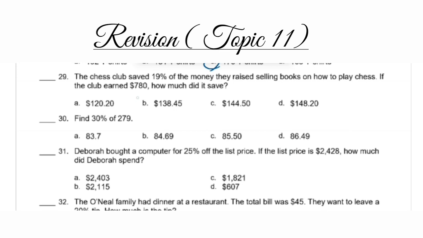The chess club saved 19% of the money they raised selling books on how to play chess. If the club earned $780, how much did it save? Okay, so we need to find 19% of 780.